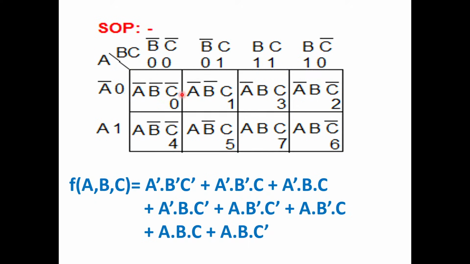In each box will have a product. Okay, go to the second box. What is there on the left side? A bar. Okay, on the left side, A bar is there. Write down A bar, top, B bar, C.